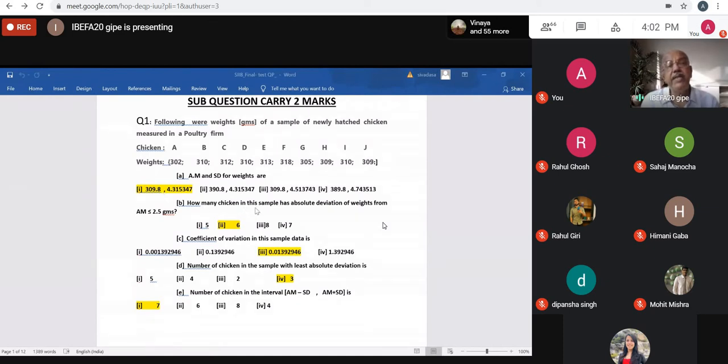How many chickens in this sample have absolute deviation of weight from the arithmetic mean less than or equal to 2.5? You check your weights and arithmetic mean, compute the difference, and see how many of them are less than 2.5. What is coefficient of variation? Standard deviation upon mean, you have to compute it and check. All of you understood the sample questions?